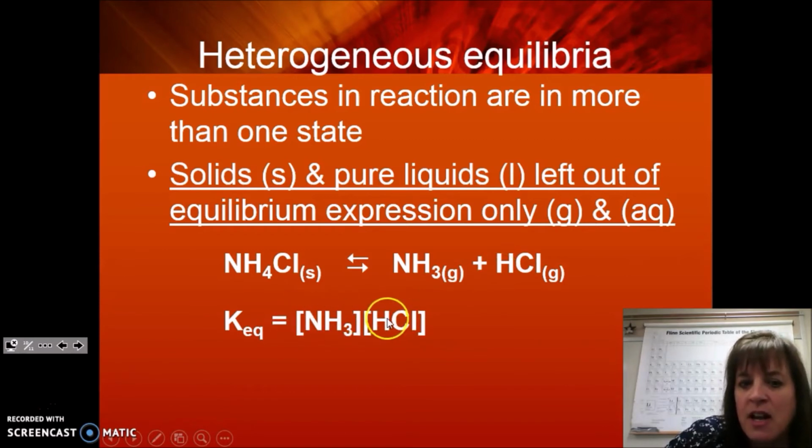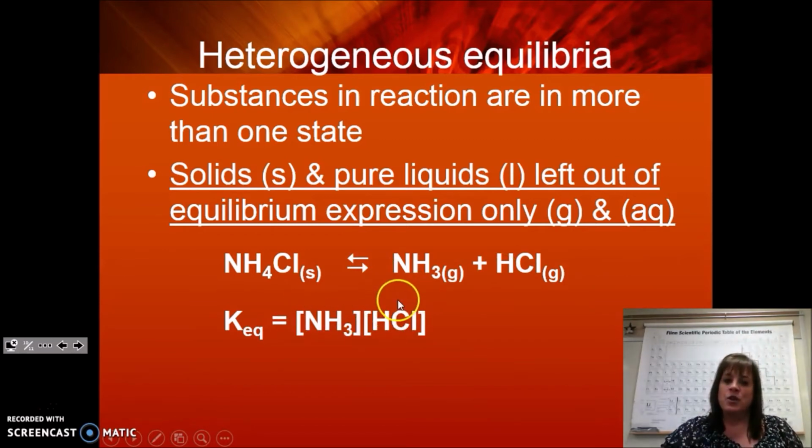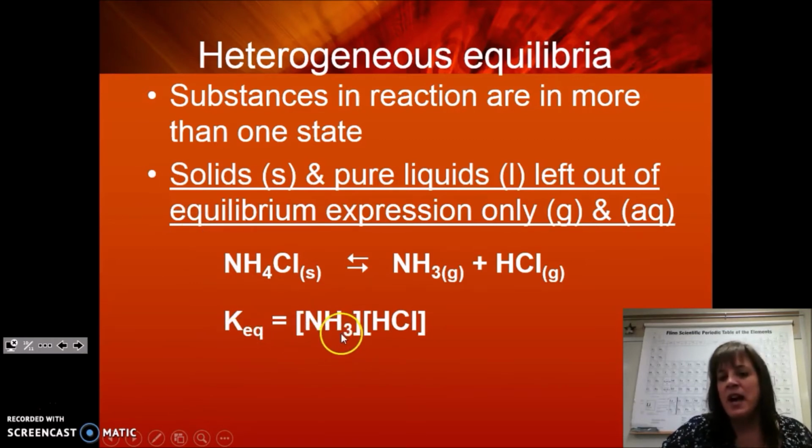So here those are, over the concentration of the reactant. But here my reactant's a solid, so we don't put it in the expression. So when I calculate the KEQ here, I just have to multiply my equilibrium concentrations of NH3 and HCl. Cool, no dividing.